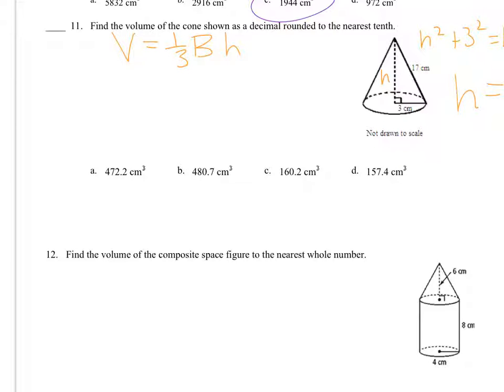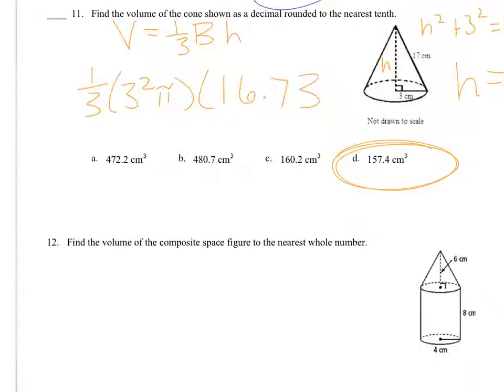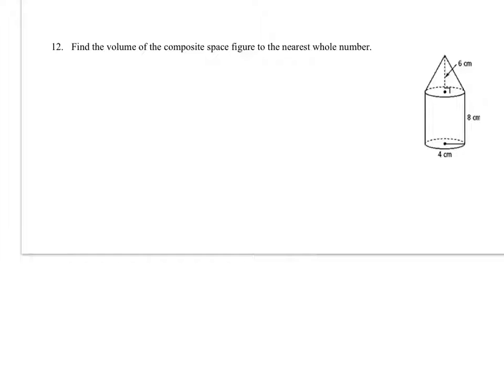16.73. So I have 1/3 times the area of my base, which is 3 squared pi, the area of a circle, times 16.73. If I plug that all into my calculator, 3 squared times pi times 16.73, divide by 3, I get 157.